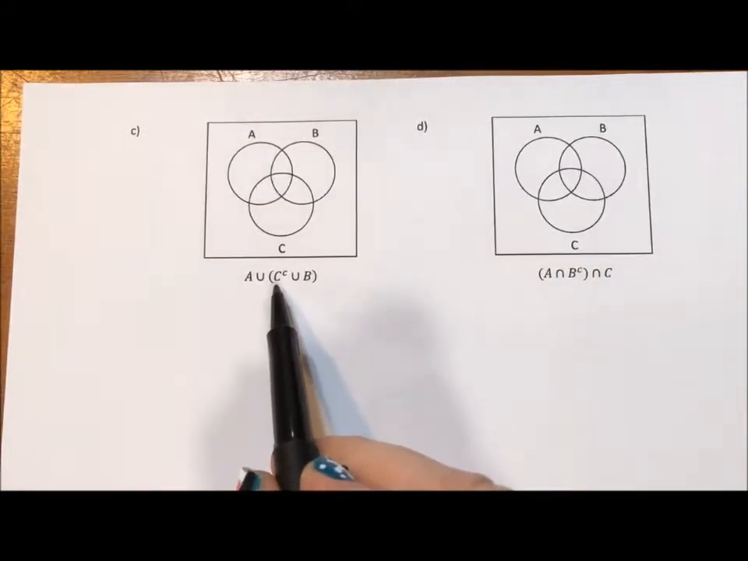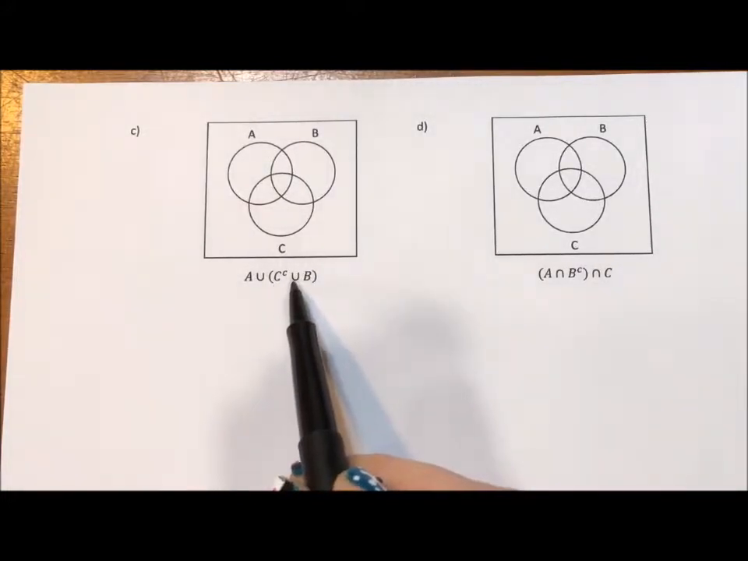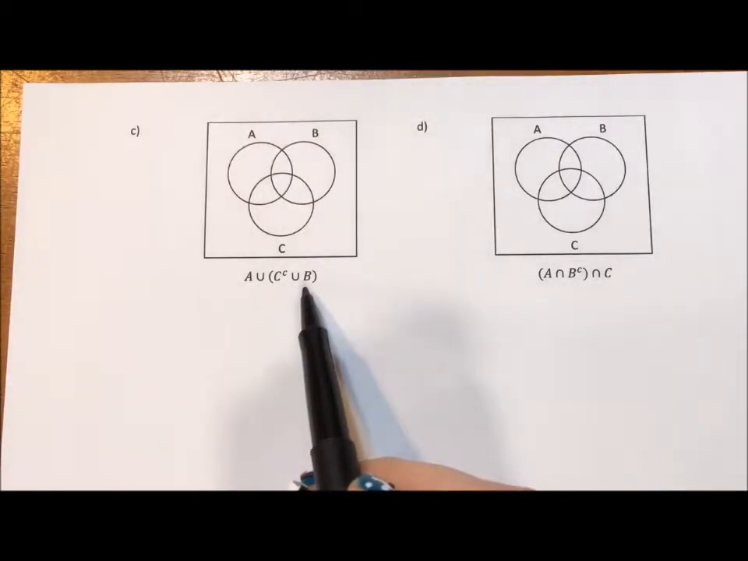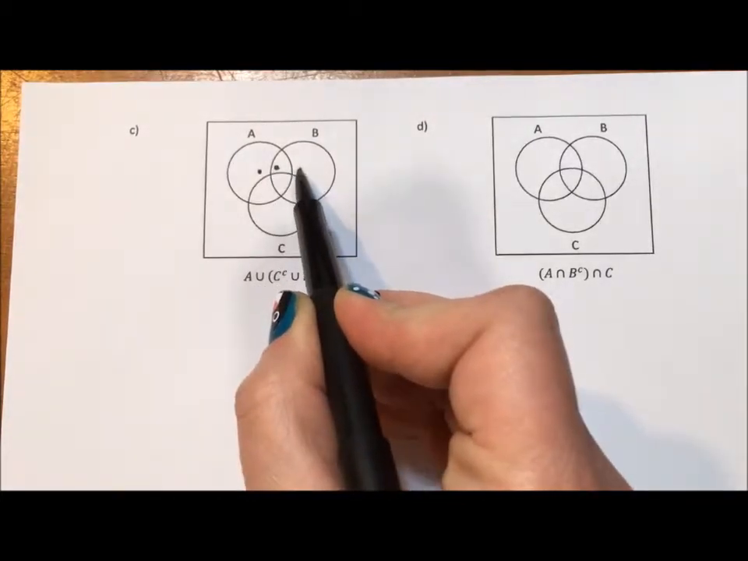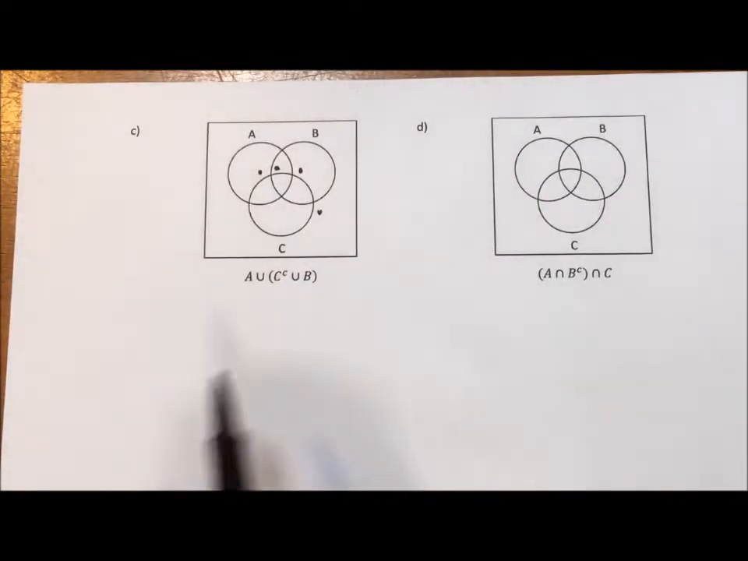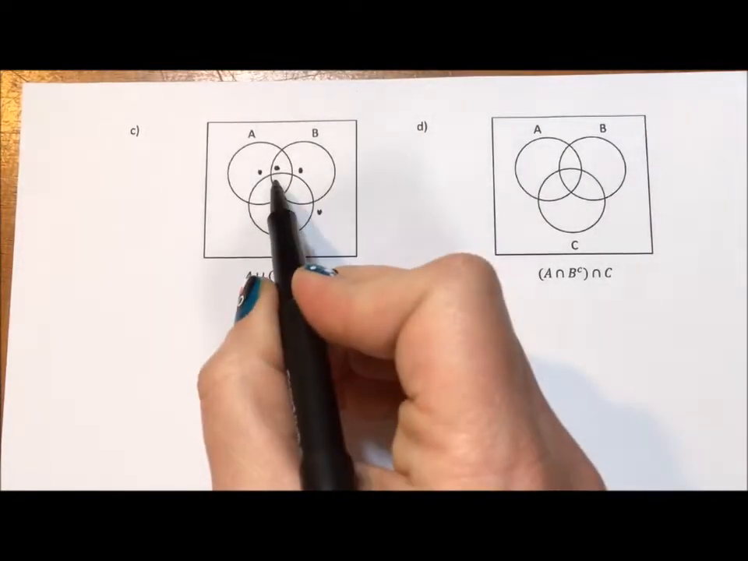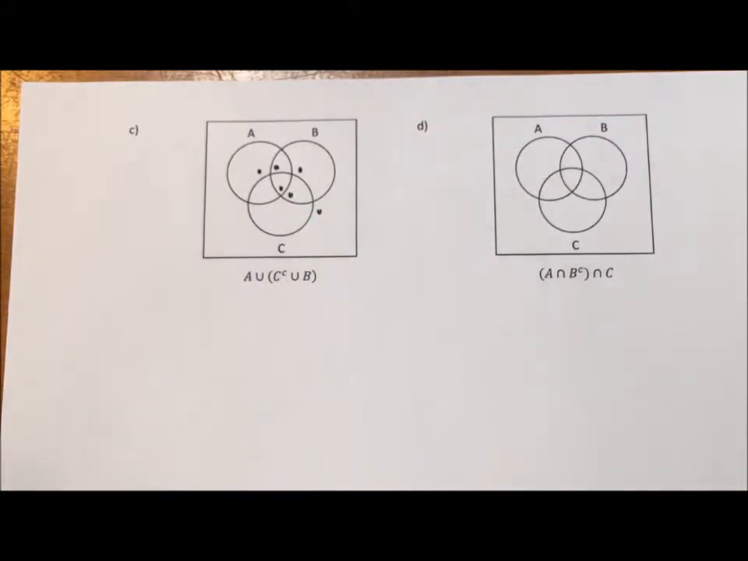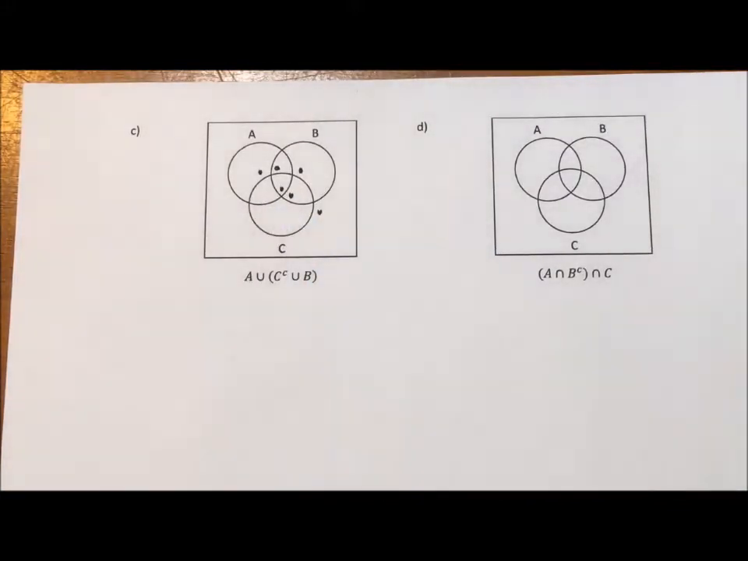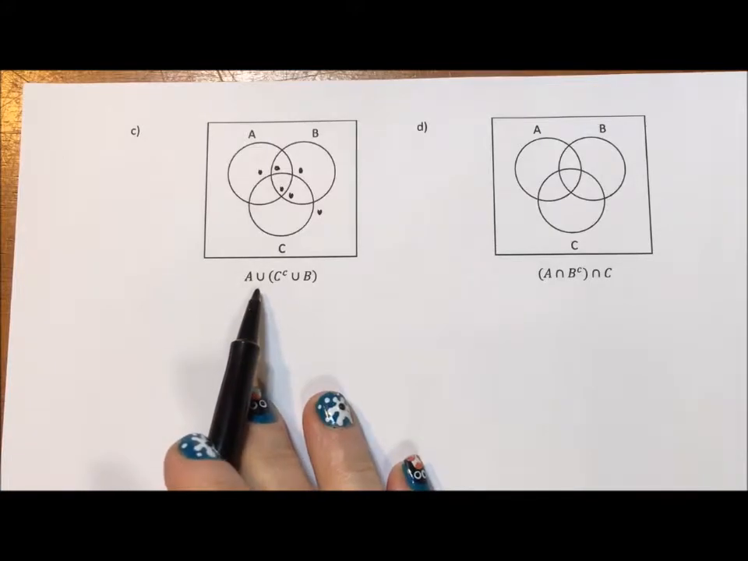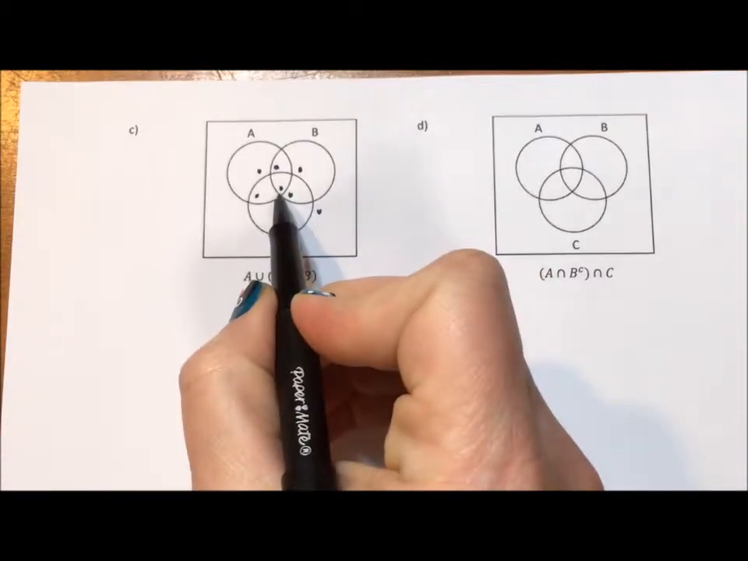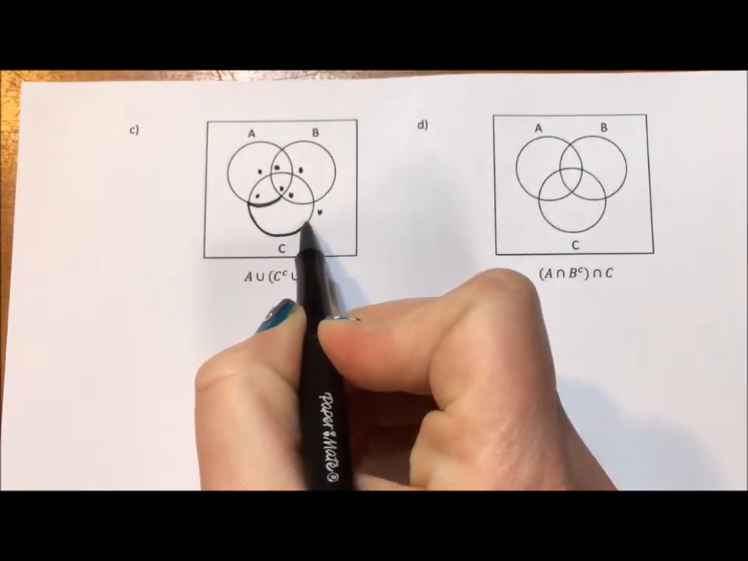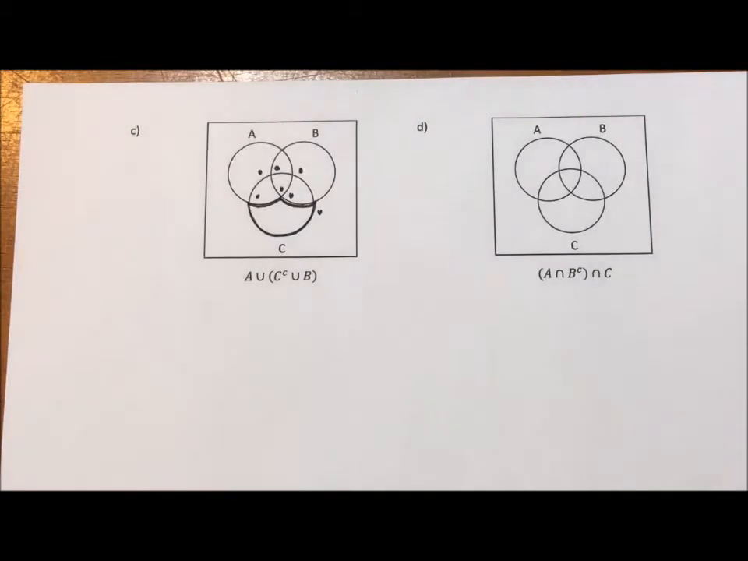We need to start in the parentheses. C complement union B. Union kind of looks like a big pot. Everything gets added in. So C complement is this area, this area, this area, and this area. If we want to unite that with B, we need to include this area and this area as well. So we have everything but these two spots. But we do the union of that with A, which means we will include this area. It looks like we have everything but this funky little bottom shape that should be shaded in.